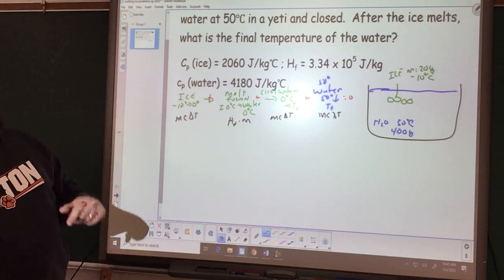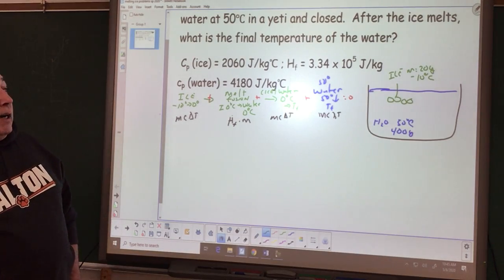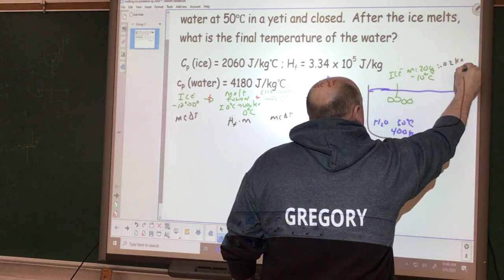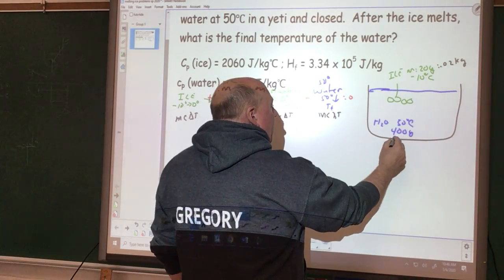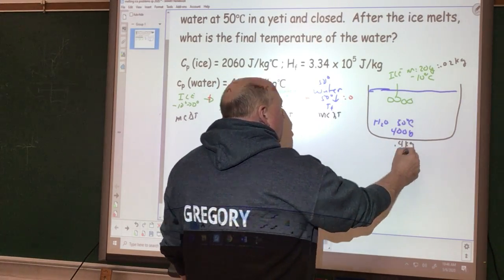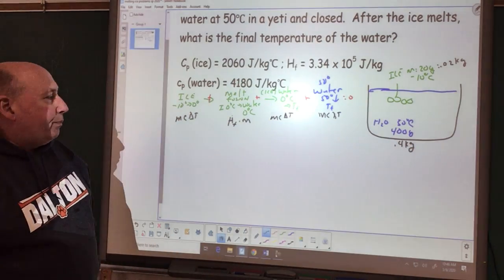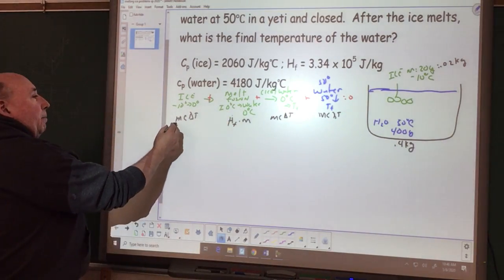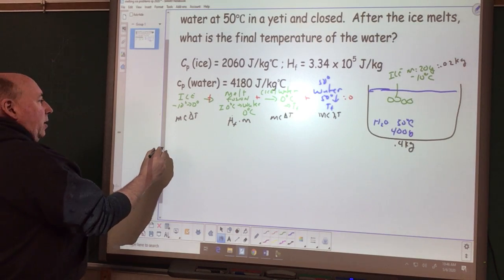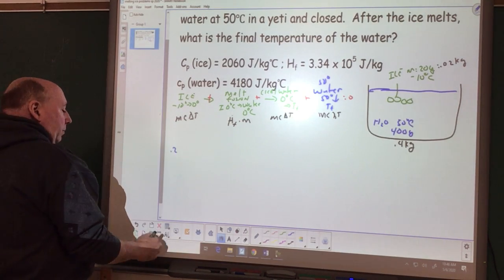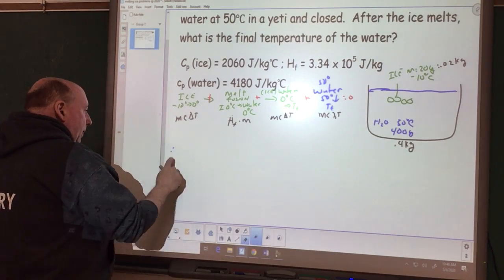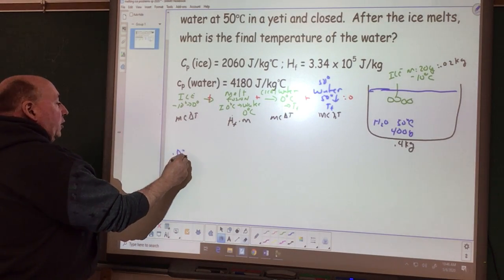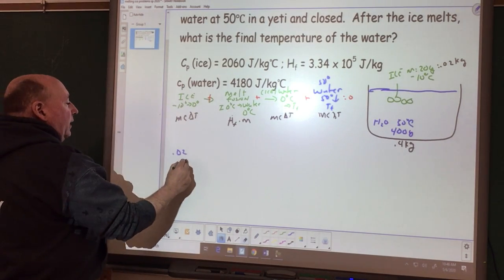Well, if we take a look at the ice, we need to once again make sure we are in kilograms. So this is 0.02 kilograms. 400 grams is 0.4 kilograms. So the mass of the ice is 0.02. The c for the ice is 2060.